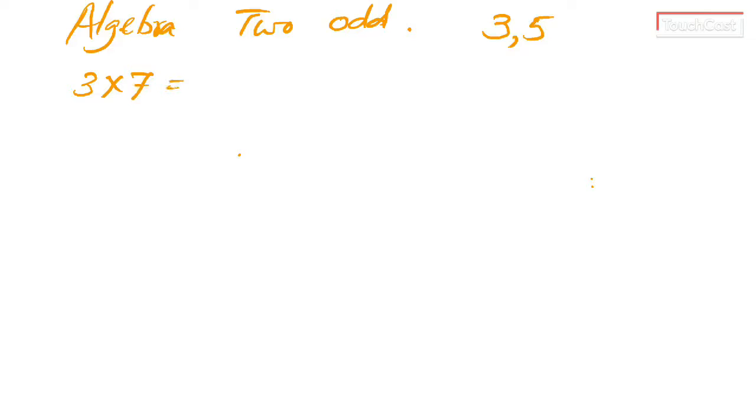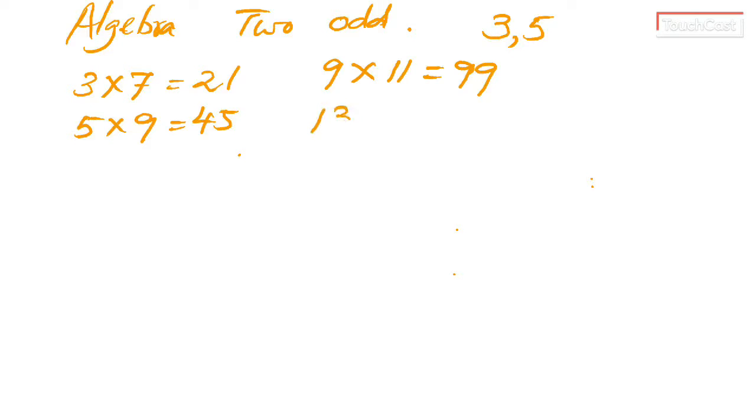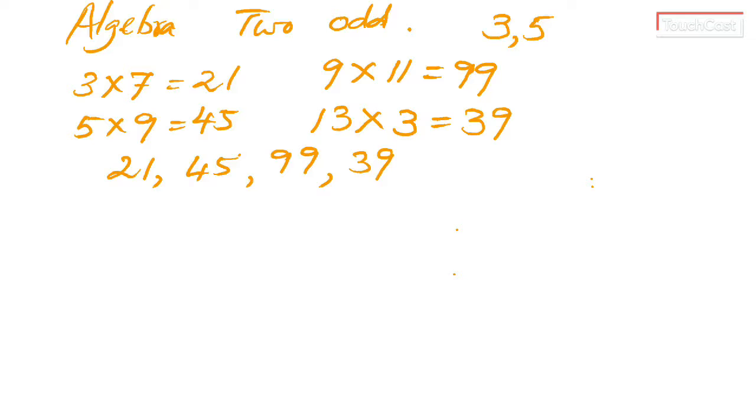3 and 7 gives you 21. 5 times 9 gives you 45. And we go on like this. Say 9 times 11 gives you 99. And we carry on like 13 times 3 gives you 39. None of those answers, 21, 45, 99, 39, are even numbers.